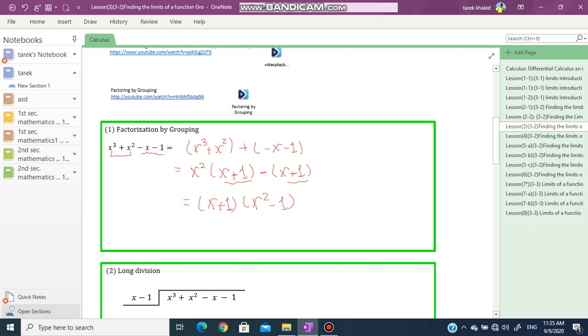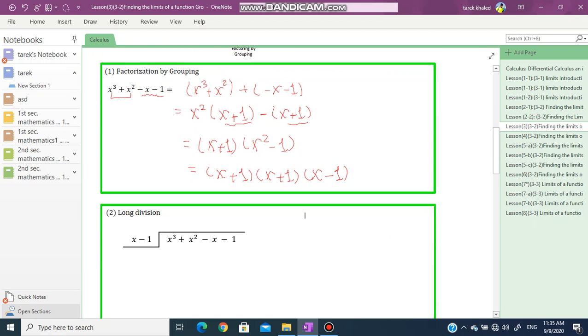By factorizing x power 2 minus 1, it will be x plus 1 and x minus 1. Look at the factors: x plus 1, repeated, x plus 1 and x minus 1. So the factors of x power 3 plus x power 2 minus x minus 1 are x plus 1 and x minus 1. You have three factors, one of them repeated. So I can divide the expression x power 3 plus x power 2 minus x minus 1 by x minus 1 or by x plus 1.